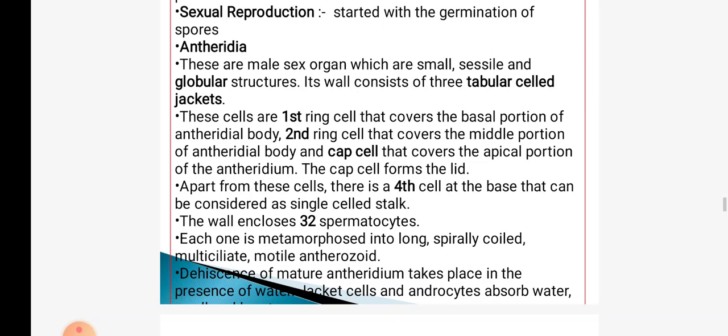Dehiscence of mature antheridium takes place in the presence of water. Jacket cells and androcytes absorb water, swell and get open or burst.